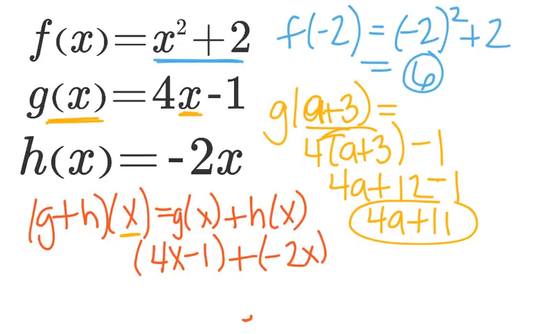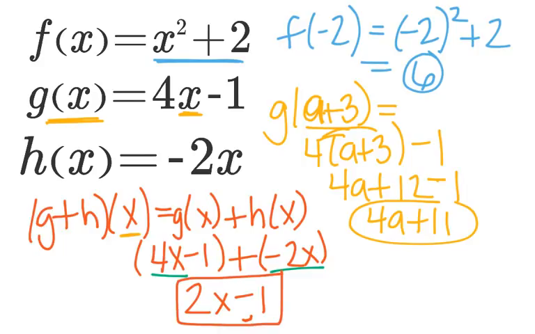So now all I have to do is just combine like terms. So I can combine 4x and -2x. That's going to make +2x. And -1 has nobody to go with, so that's just going to be attached to our answer. And that's it.